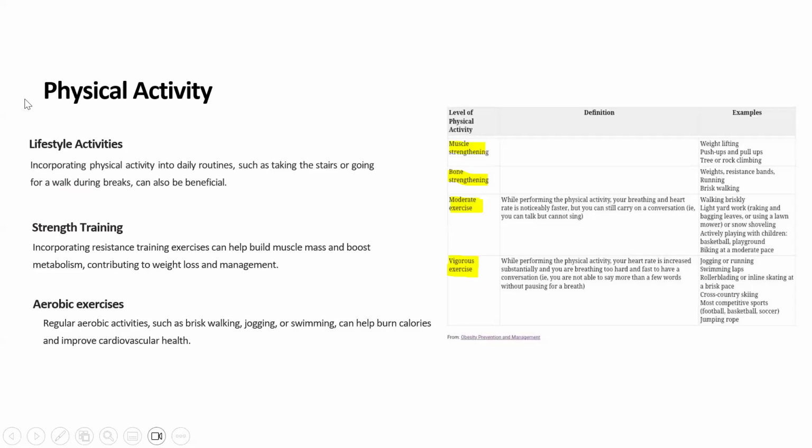Another lifestyle modification which is very important in the management of obesity is physical activity. Incorporating physical activity into the daily routine, such as taking the stairs or going for a walk during breaks, can also be beneficial. Strength training, incorporating resistance training exercise, can help us build muscle mass and boost metabolism, contributing to weight loss and management. Aerobic exercises, regular aerobic activities like brisk walking, jogging, or swimming, can help us burn calories and improve cardiovascular health. Levels of physical activity are muscle strength, bone strengthening, moderate exercise, and vigorous exercise.